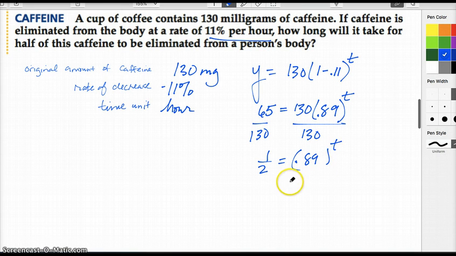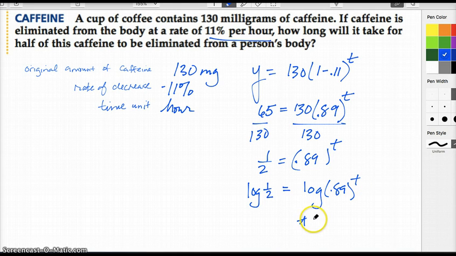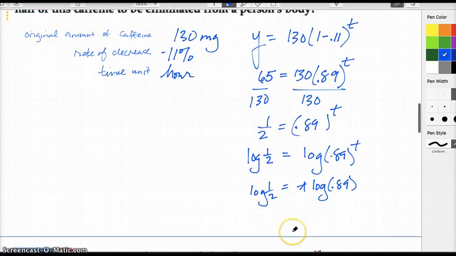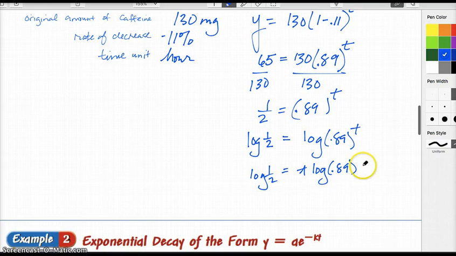Natural log, common log. Let's do common log for old times because we haven't done it in a lesson or so. So I can do the common log of 1/2. I'm just going to do log of both sides, equal to the common log of this side over here. And if I take the common log of this side, I can write t as a coefficient. So it's really t times the common log of 0.89 is equal to the common log of 1/2. All of these are very calculatable values. So I'm going to finish this off by dividing both sides by the log of 0.89.